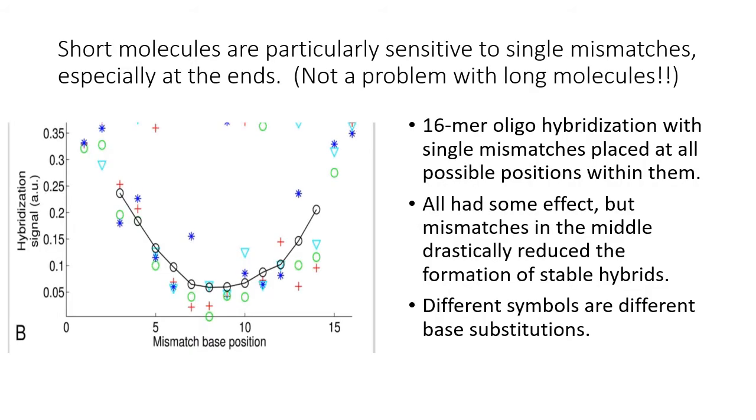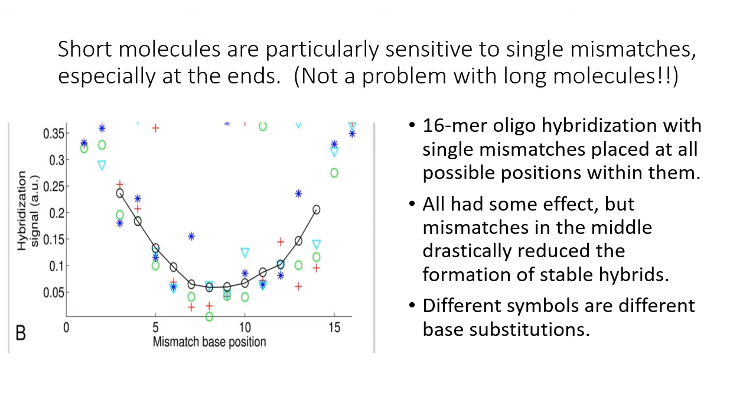Another phenomenon which is really important for small molecules that we're going to be using for our hybridization is that they are very sensitive to single mismatches along their lengths. Now, this is an experiment that was done to look at what happens if you have mismatches. The researchers designed a 16-mer, which is to say 16 nucleotides long, and made that molecule. And then they made the complement of that molecule, which was an exact match to the 16-mer.